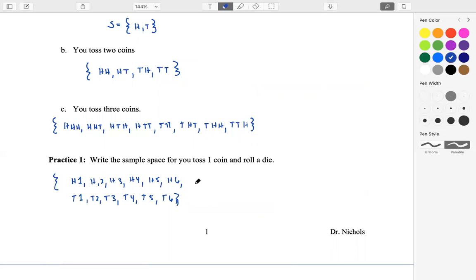If you notice, there are 12 outcomes in this sample space. Just to tie this in, you could have done this with the fundamental counting principle. There are 2 possibilities for the coin, heads or tail, and for the die, 6 possible faces. When you multiply those together, you get 12. That's another way to verify that you have listed all the possible outcomes of your sample space.